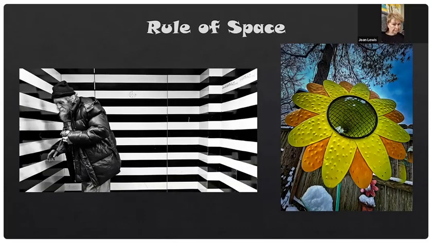The rule of space. What is the rule of space? Leaving space for your subject. Probably very similar to looking into the frame as opposed to looking out of the frame. So the guy on the left is looking out of the frame. He's on the right. So he doesn't have the space in front of him, I think is what they were implying on that one.